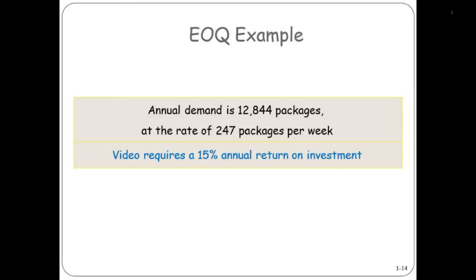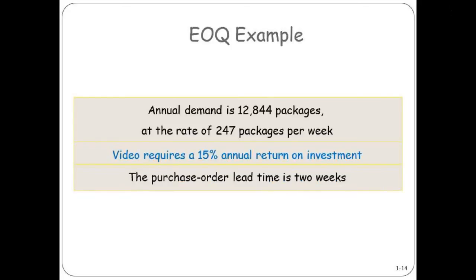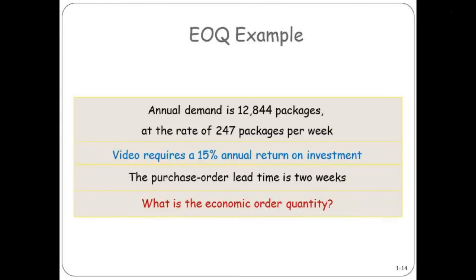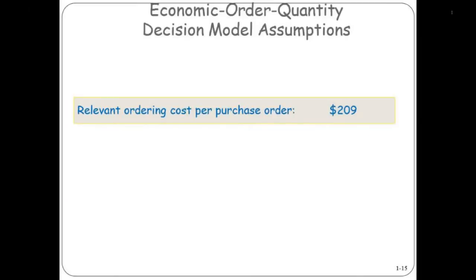They're expecting a 15% return on investment, so this will affect their carrying costs. The purchase order lead time is 2 weeks. Not so critical at this moment, but we'll see why in a bit. What is their EOQ? What is their economic order quantity? Other information: each time they do an order, it costs them $209 per order.